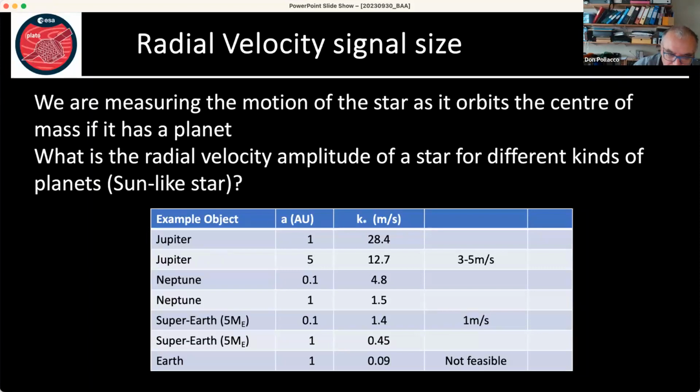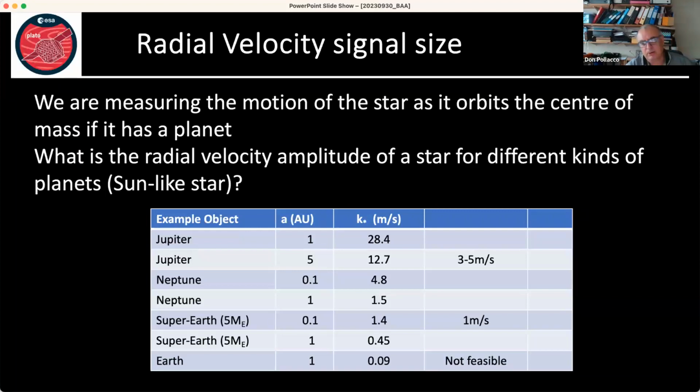And I've said that an Earth detection is currently not feasible. I'll believe it when I see it, put it like that. I think it's close. But I know that things at 1 meter per second and half a meter per second are doable, but this is hard stuff. Don't be deceived. This is really hard stuff to do, and you need the most up-to-date spectrographs on the best sites to be able to do this kind of work.